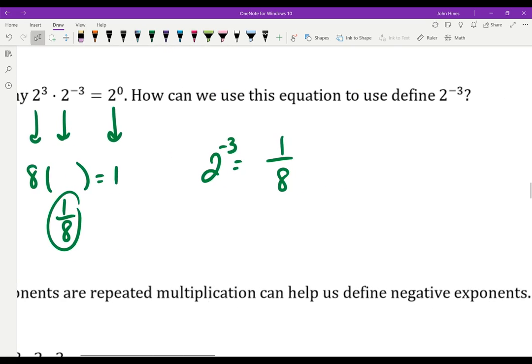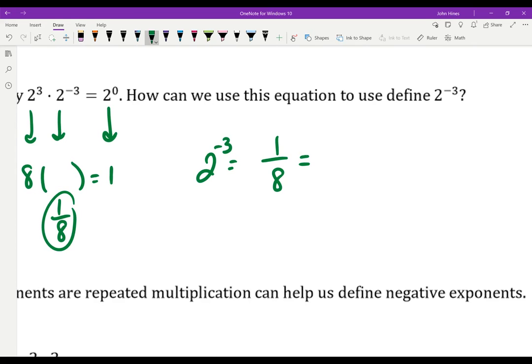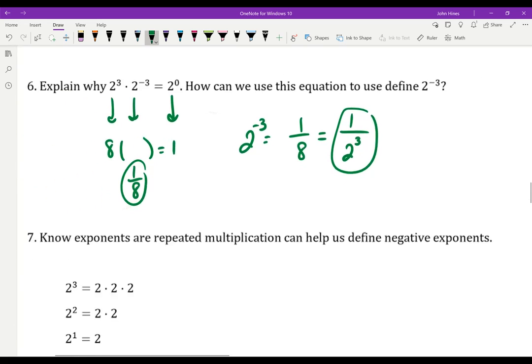Well, where did the 8 come from? Well, the negative is going to throw me in the denominator, and 2 to the 3rd is 8. So notice that negative, all we're doing is getting rid of that negative exponent. We're flipping it, and then you make it positive, 2 to the 3rd. So it's 1 over 2 to the 3rd.